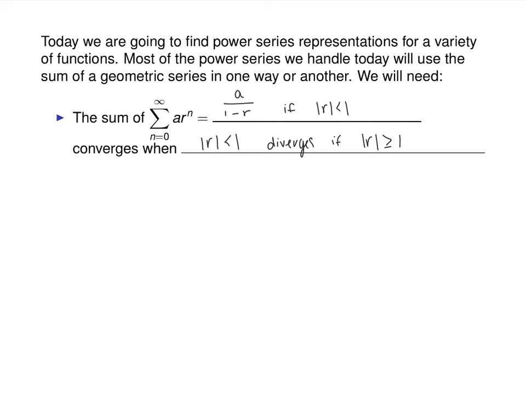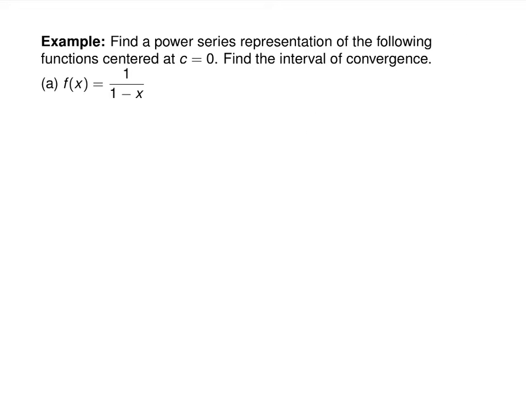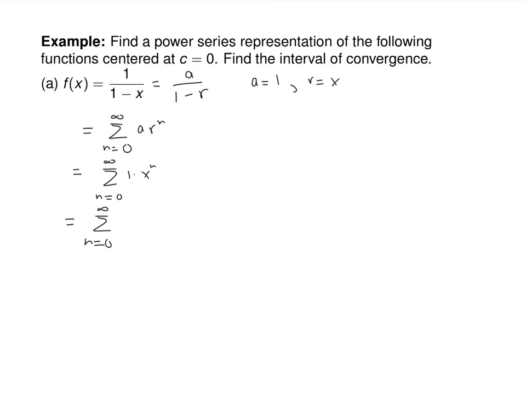Now what we're going to do is use this formula backwards. So here is the simplest case. I have the function f of x that is 1 over 1 minus x. Think a over 1 minus r. If you think about it this way, you see that a is equal to 1 and r is equal to x. So this function can be thought of as a sum from n equals 0 to infinity of a r to the n, where that is the a and that is the r. So it's the sum from n equals 0 to infinity of 1 times x to the n, or the sum from n equals 0 to infinity of x to the n.